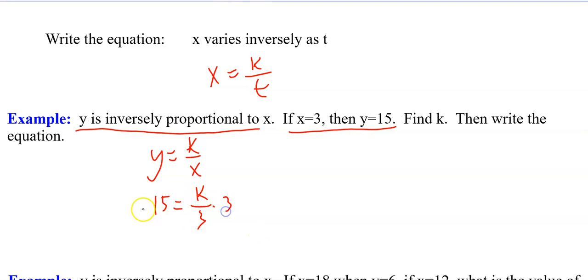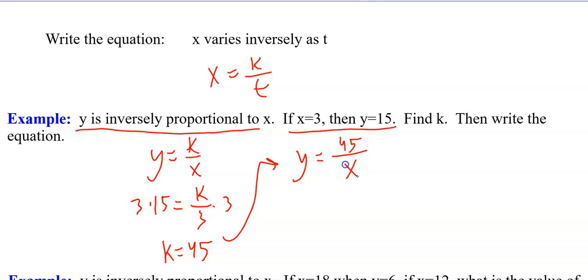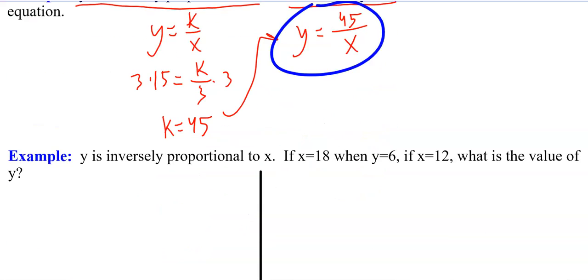Multiply both sides by 3. You get k equals 45. Write your function rule, which would be y equals 45 divided by x. Find k, it's 45. Write the equation, we wrote the equation, we got it. So here's just taking it to the next level.